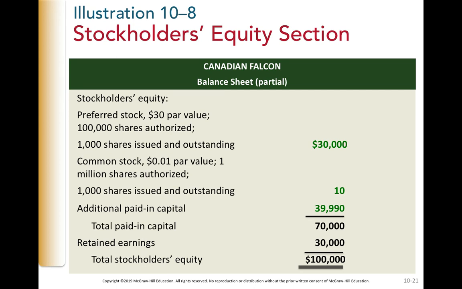For common stock, they have a penny par value and 1 million shares authorized. The number of shares issued and outstanding is 1,000 at a value of $10. In additional paid-in capital, they have $39,990 for a total paid-in capital of $70,000. The retained earnings is $30,000, so $70,000 plus $30,000 is the total stockholders' equity of $100,000.